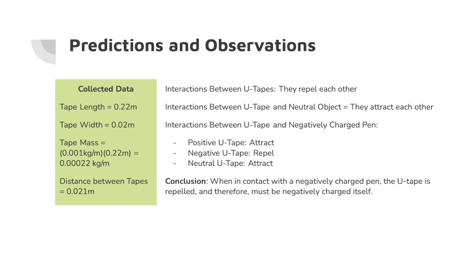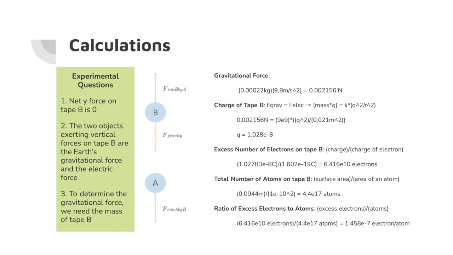After rubbing a plastic pen on a shirt and placing the tape near it, we found that the two repelled each other. Thus, the U-tape must be negatively charged. Before performing calculations, we're going to answer a couple of experimental questions.